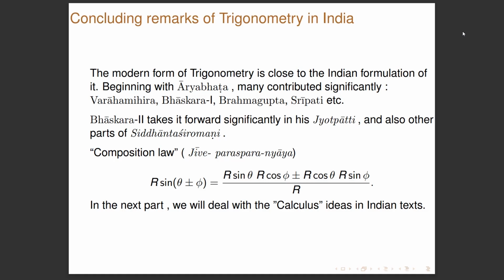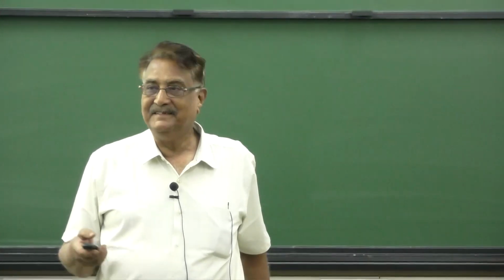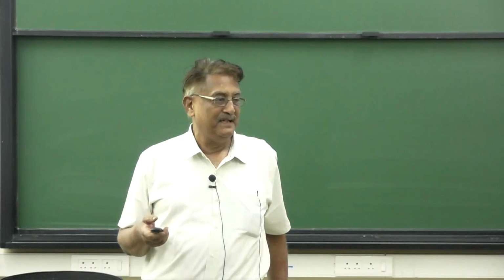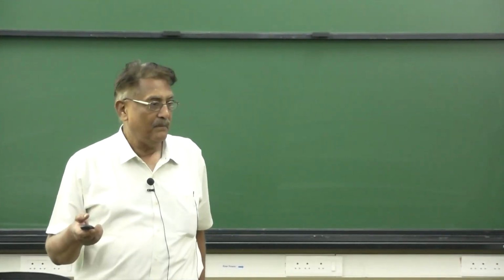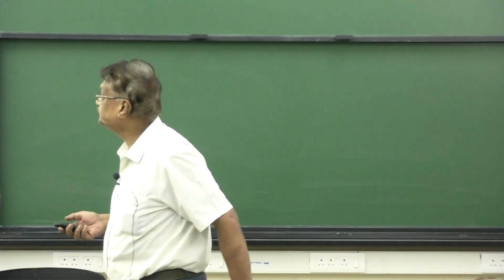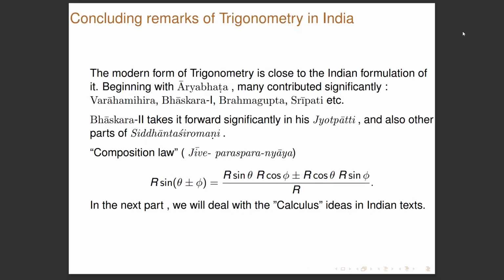In fact, Brahmagupta very clearly says that in a triangle, you would know the relation between sides and angles, right? Sin A by A is equal to sin B by B is equal to sin C by C. Are you aware of that? Yeah, that is there in Brahmagupta's Brahmasphuta Siddhanta. And Bhaskara too takes it significantly forward in Jyotpatti and other parts of Siddhanta Shiromani.